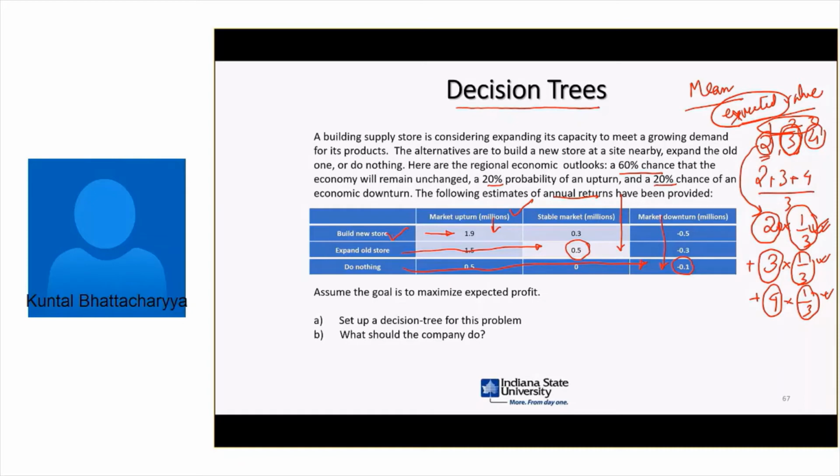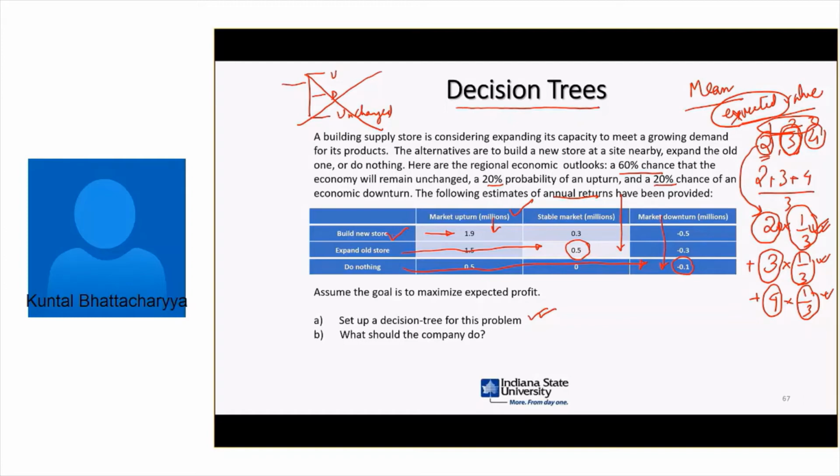Before you set up a decision tree, the one thing that I want to always tell my students is to understand what are my alternatives. Oftentimes I see students writing up alternatives in this way: upturn, downturn, unchanged. You know why this is wrong? This is wrong because these are alternatives that you don't have any control on. Alternatives are stuff on which you have control. Those are your options that you can choose.